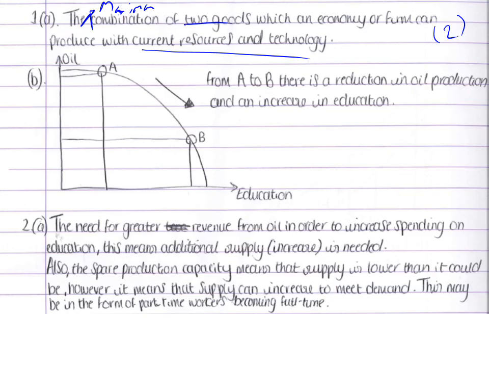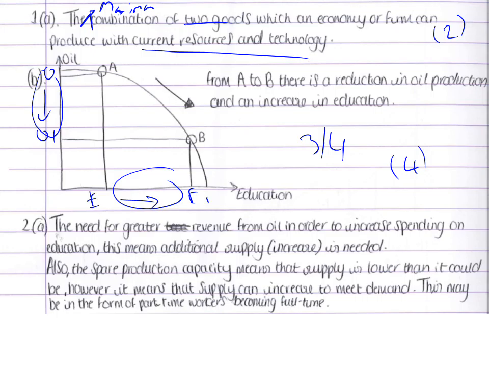The next question is for 4 marks, and it states, using a production possibility curve, show how Saudi Arabia could expand its provision of education whilst cutting back on the resources it allocates to oil production. Now this again was a 4-mark question. We have got education on this axis going from A to B, but what's missing is this axis here and this axis here. So either E and E1 and O and O1, and then some arrows showing that change.